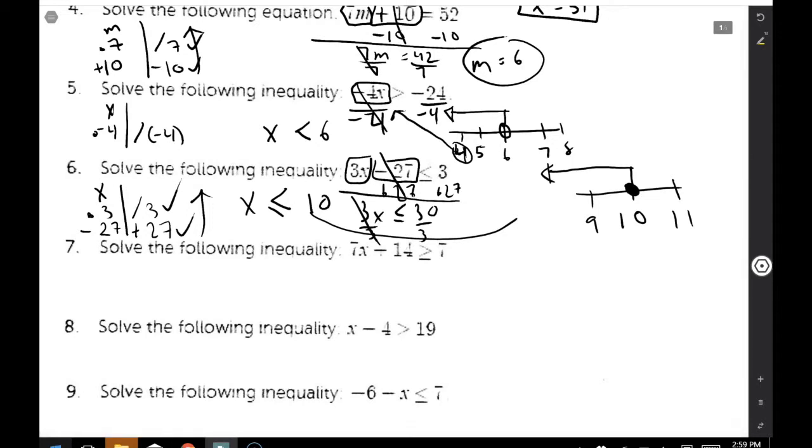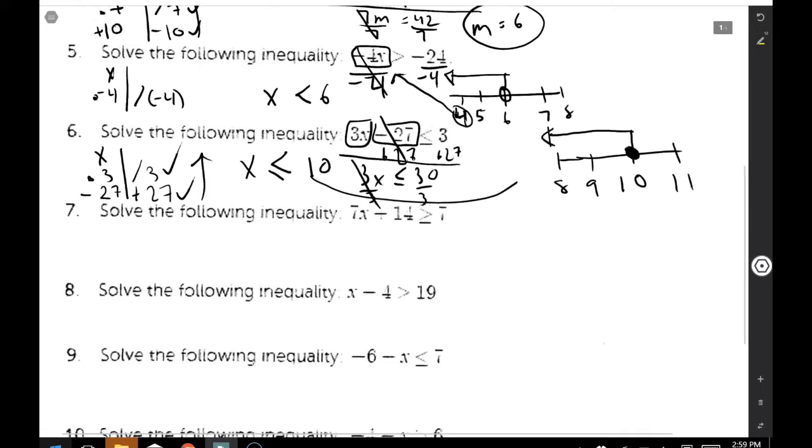And if we can actually check this, do 8, which is right here underneath the truth arrow. 8 times 3 is 24. Okay, 24 minus 27 is negative 3. Sorry, negative 3 is less than or equal to 3. So make sure you guys are checking.